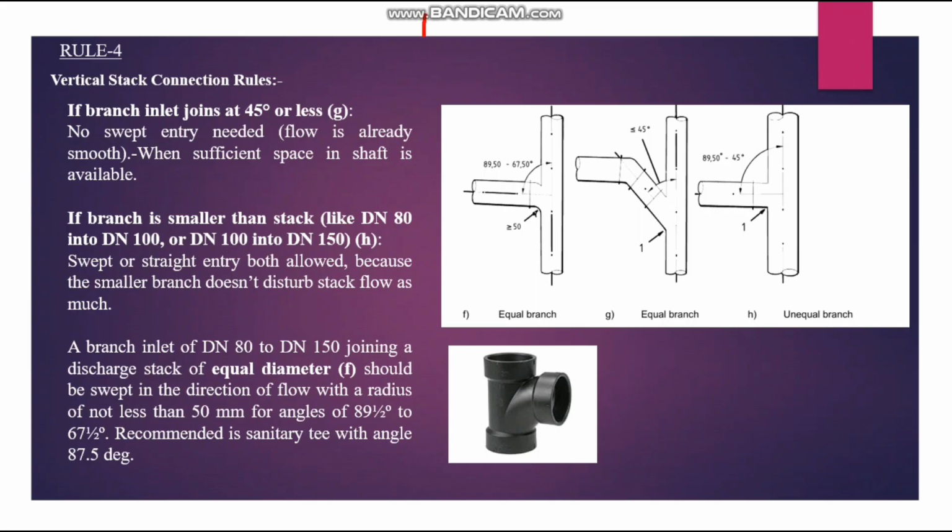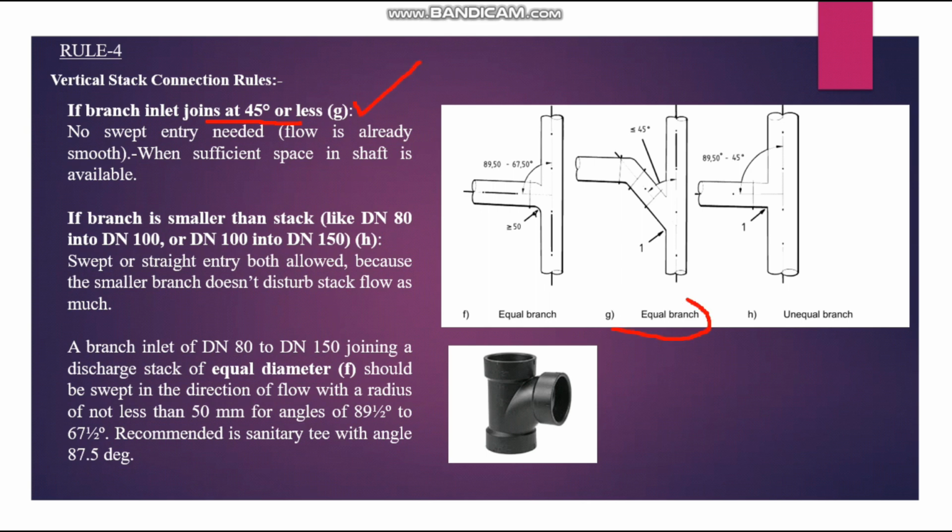For example, this is the vertical riser and this is the horizontal line coming from the floor. So how the connection should be made at this point, what are the limitations we have, that we will see here. So the first thing, if the branch inlet joins at 45 degree or less, for example the option G.